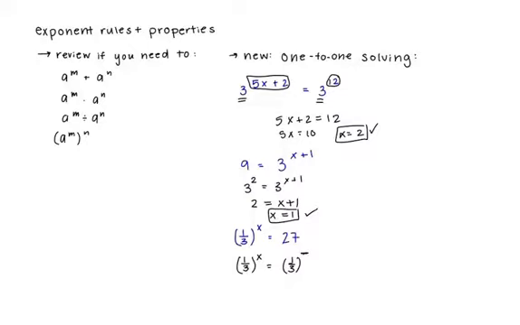How many times do I have to multiply 3 by itself to get 27? The answer to that is also 3. So my exponent here is -3. That means x equals -3. Okay.